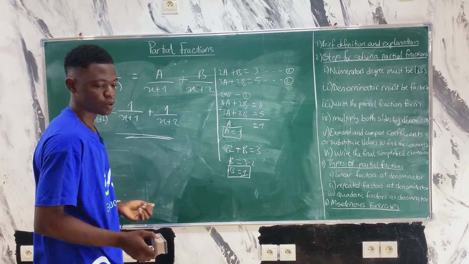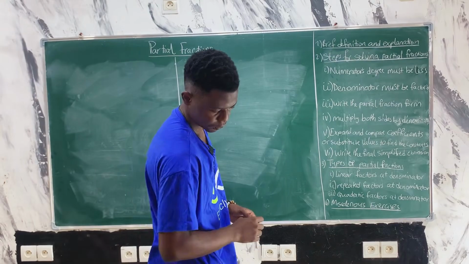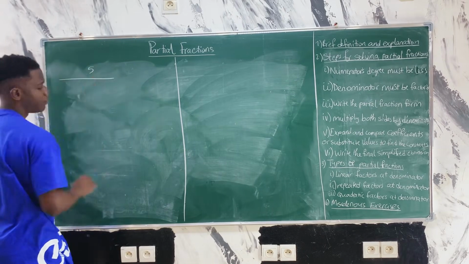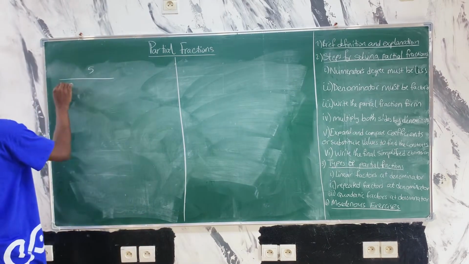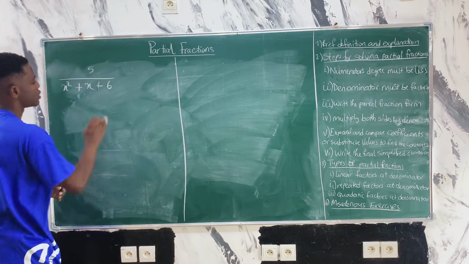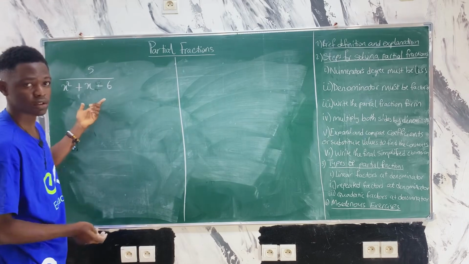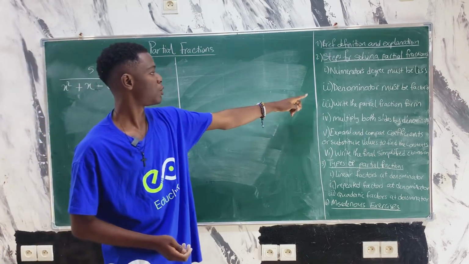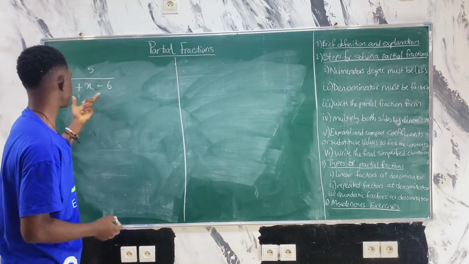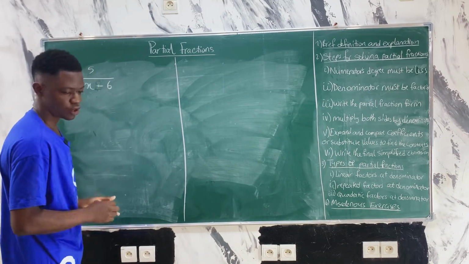So I'm going to give an exercise for you guys to do. The exercise will be 5 on x squared plus x minus 6. This might look way different from what we have done till now, but if you follow these steps correctly, you'll see that the second step is we should make sure the denominator is factorized. All you have to do is to factorize the denominator and it will be the same as what we have been doing. So this will be a great exercise.